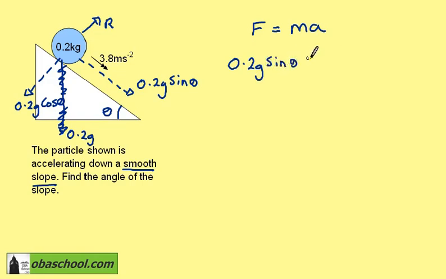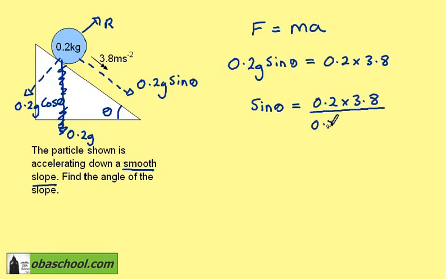And this must be equal to the mass times the acceleration. The only unknown here is theta, so we can rearrange to get sine theta is 0.2 times 3.8 divided by 0.2 times 9.8. Note here that the 0.2's cancel, so the mass of the object is actually unimportant here.